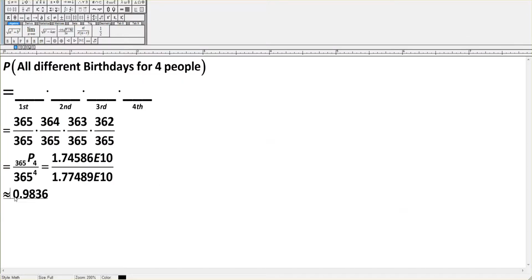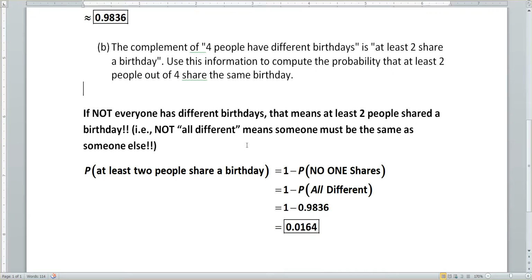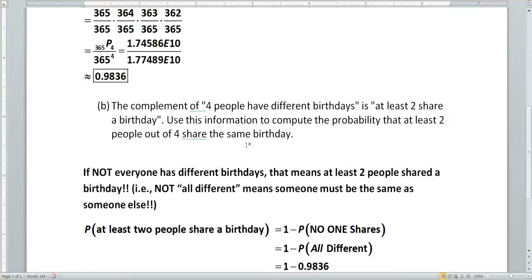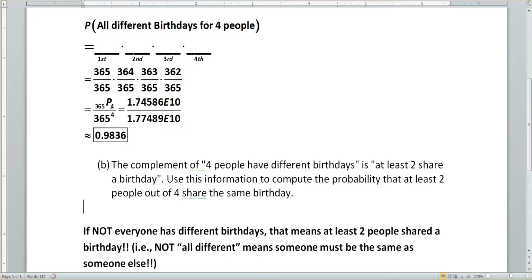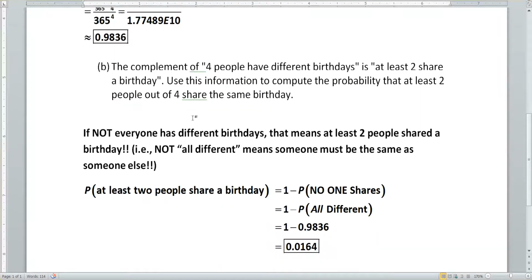All right, I hope that helps with that problem. That's actually a very common problem in probability. And it works the same no matter how many people there are in the room. It just changes what this permutation here in the numerator will be, but everything else pretty much stays the same.